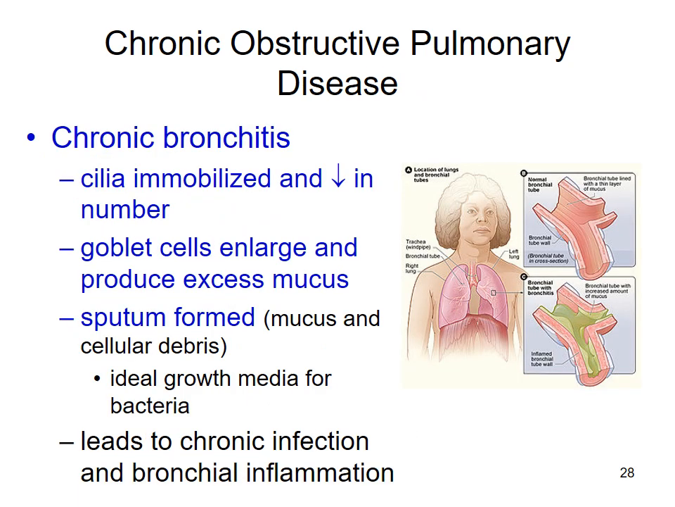Another COPD is bronchitis. So itis means inflammation. So bronchitis is when you have inflammation within the bronchioles. And in chronic bronchitis, what we see happening is that the inflammation is causing the cilia, the small little hairs that wave on top of the pseudostratified epithelium, to stop moving, to become immobilized, and they start dying off. And as they die off, our body will start enlarging our goblet cells and producing more and more mucus.